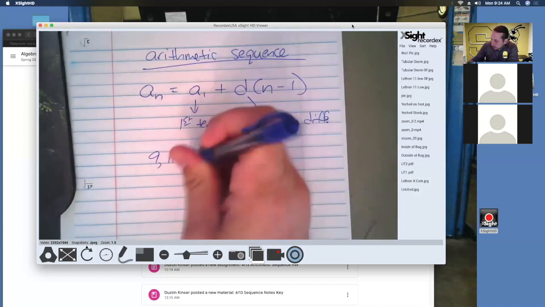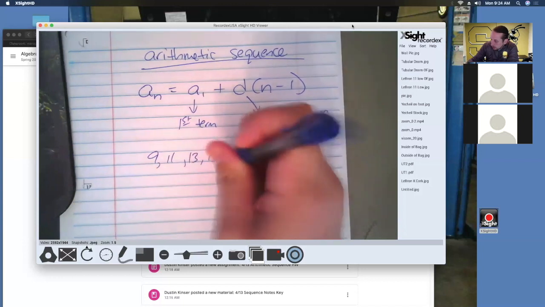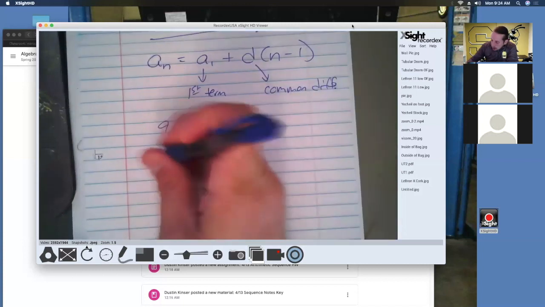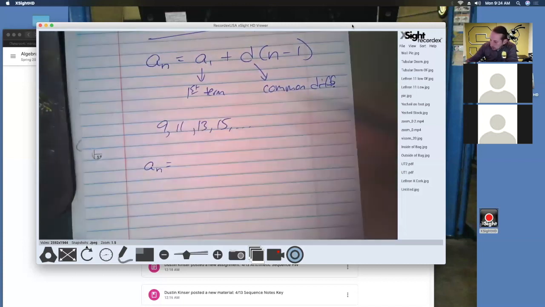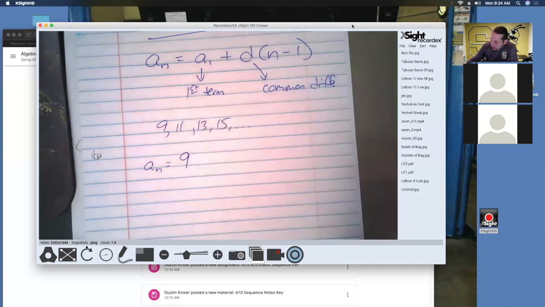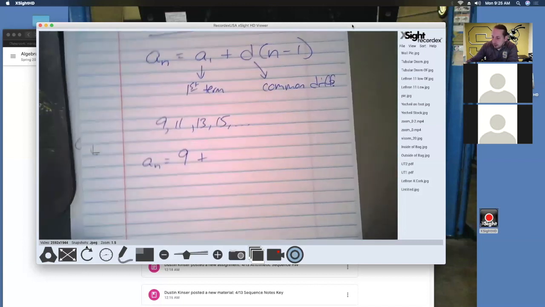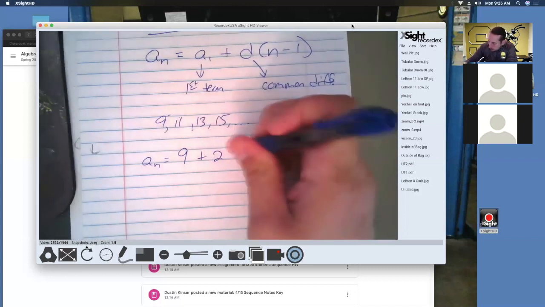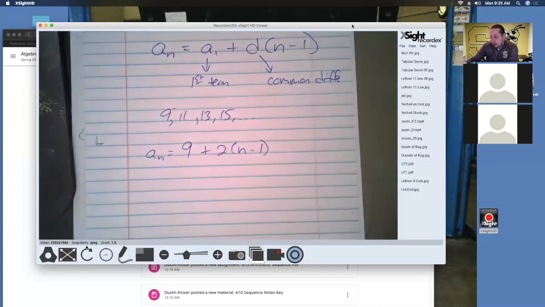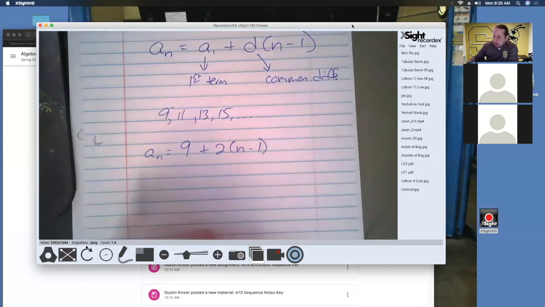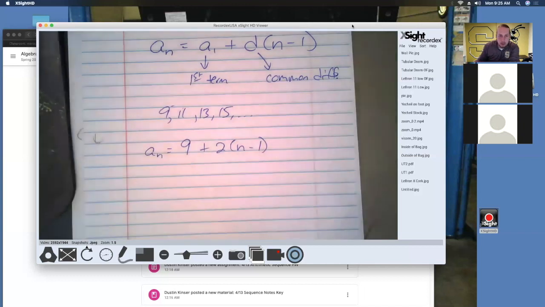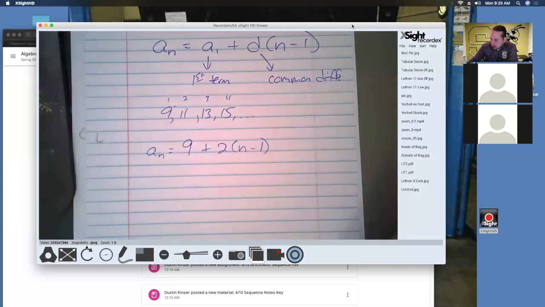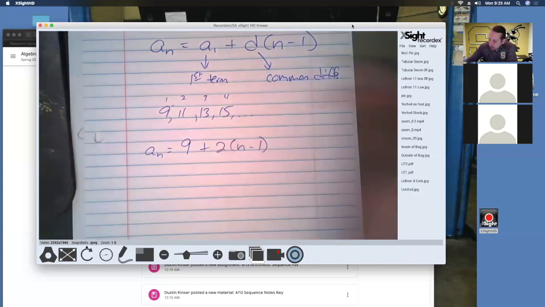Okay? So if I give you a sequence 9, 11, 13, 15, etc., and I want to plug this equation in, I'm going to say AN equals my first term, which is 9, plus my common difference. If you look, we went up 2 every time, right? So that's a 2, and I have n minus 1. So this helps you find whatever term of the sequence you want. So right now, how many terms do I have? 3, 4, I have 4 terms, right? So say I wanted to know the 5th term.